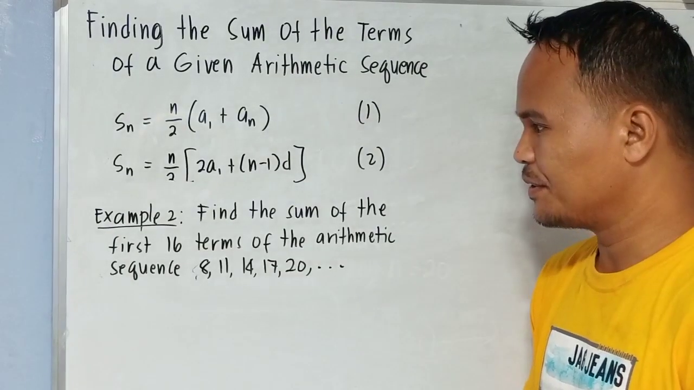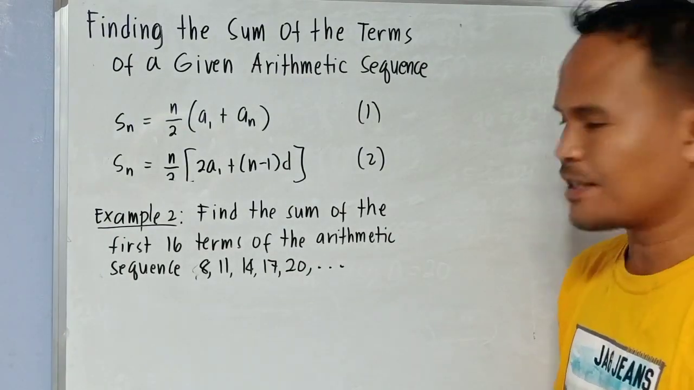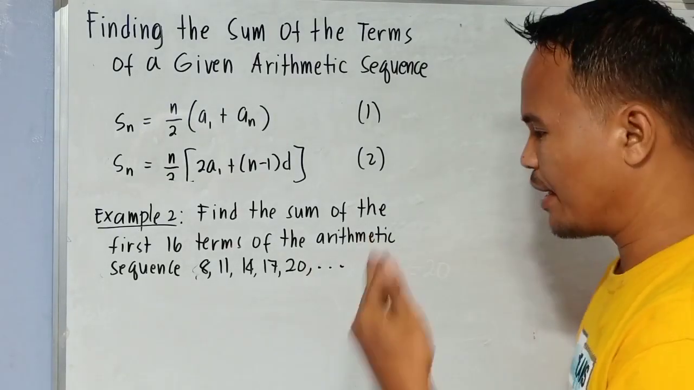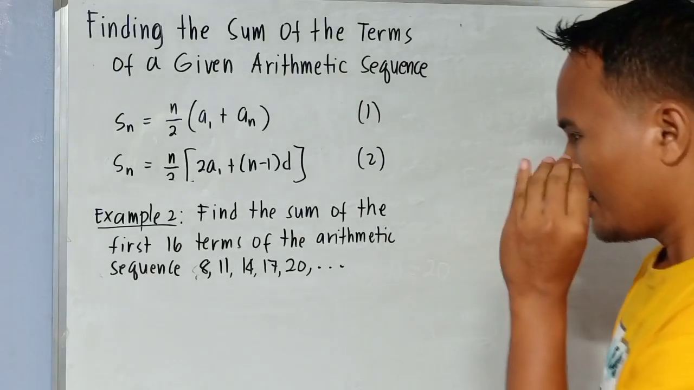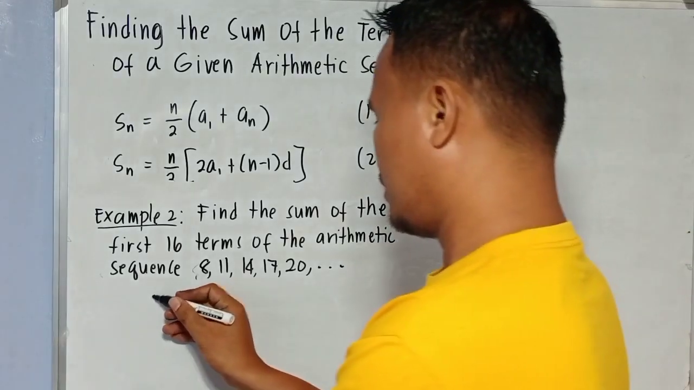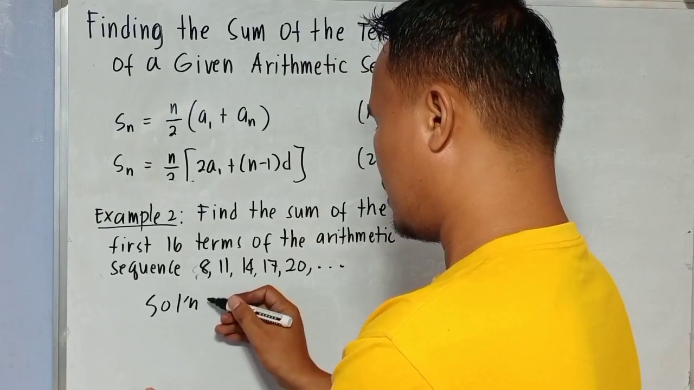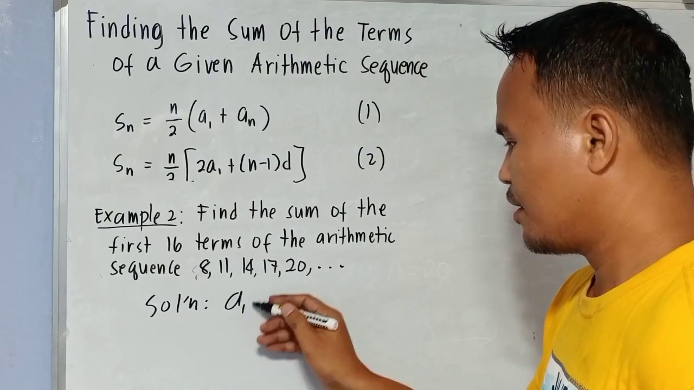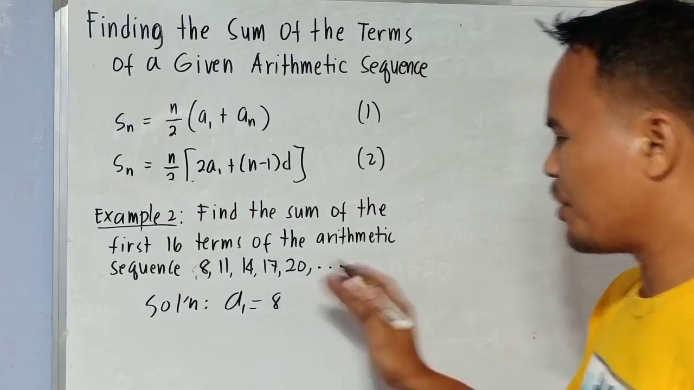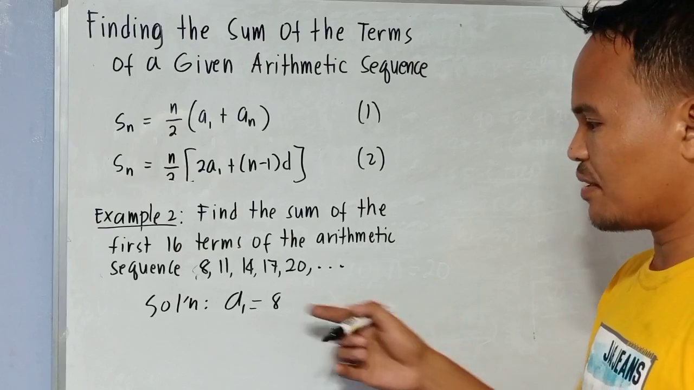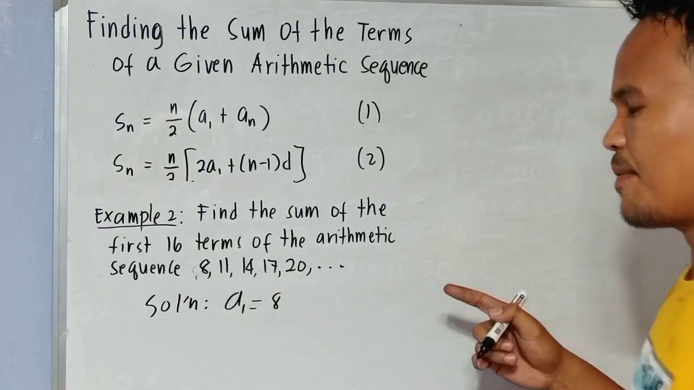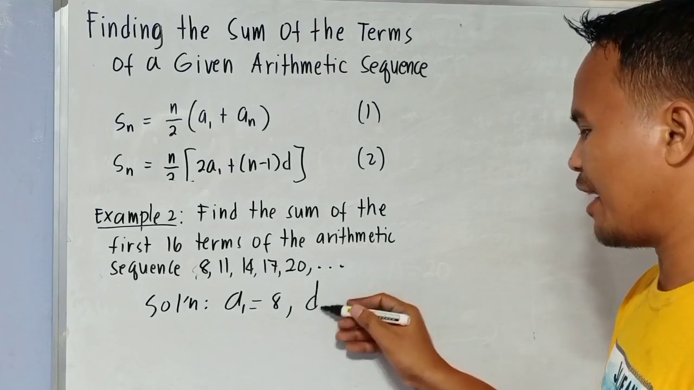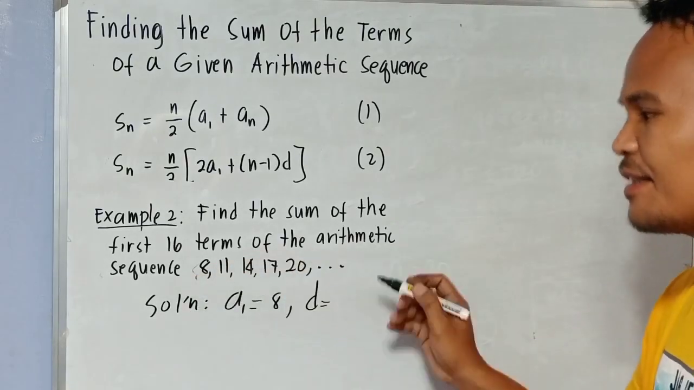Okay, example number 2, find the sum of the first 16 terms of the arithmetic sequence 8, 11, 14, 17, 20, and so on. Okay, solution. Let us identify the first term. What is our first term? The first term is 8. Do we have a last term? No. We have no last term because this sequence is continuous. Now, what is our common difference? The common difference is 3.